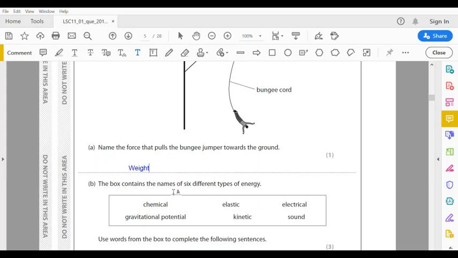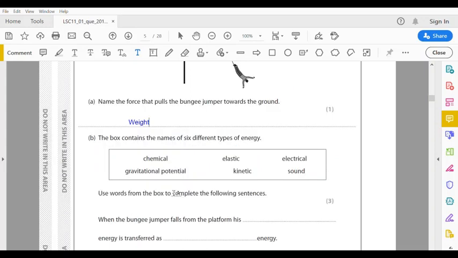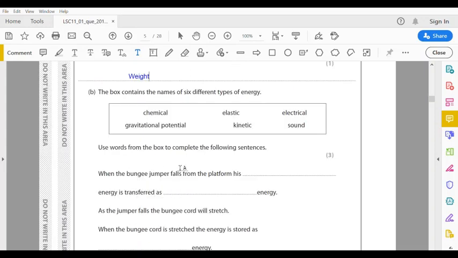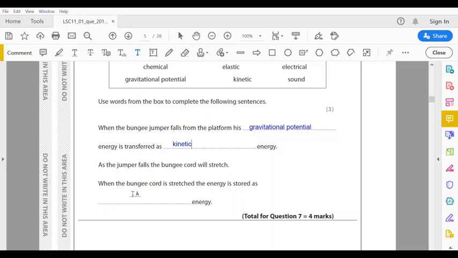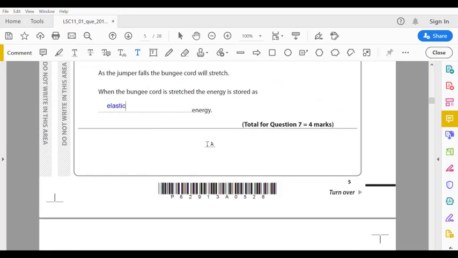The box contains the names of 6 different types of energy. When the bungee jumper falls from the platform, gravitational potential energy is transferred as kinetic energy. As the jumper falls, the bungee cord will stretch. When the bungee cord is stretched, the energy is stored as elastic energy.